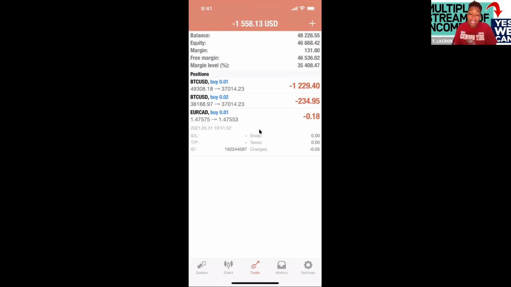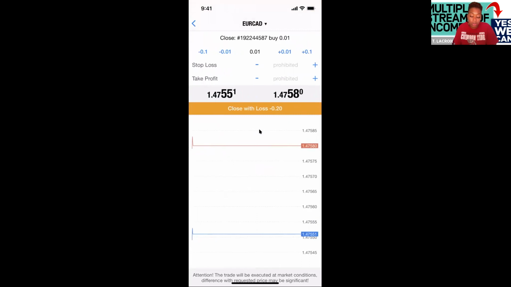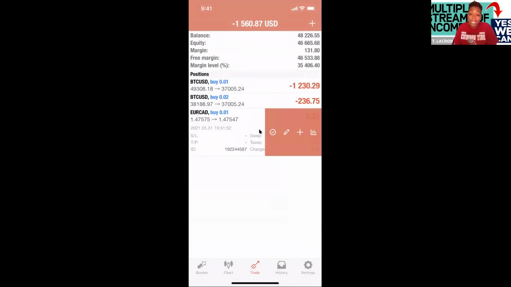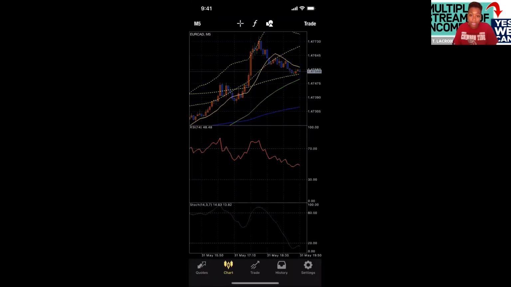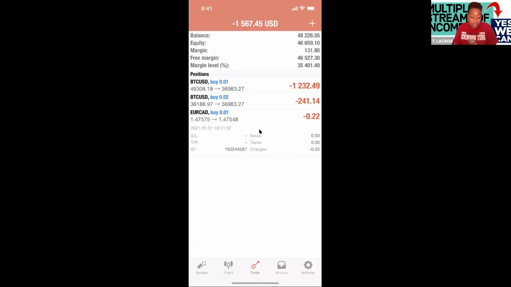So now I can edit my trade by swiping left and I get this box. The check mark means I want to close. Close with the loss. It's going to tell me I want to close, right? The pencil means I want to edit. The plus sign means I'm going to add a new position, meaning I'm going to open another trade. And then the graph means it's going to take me back to the trading chart where I can look at it on the chart. Just that simple, okay?